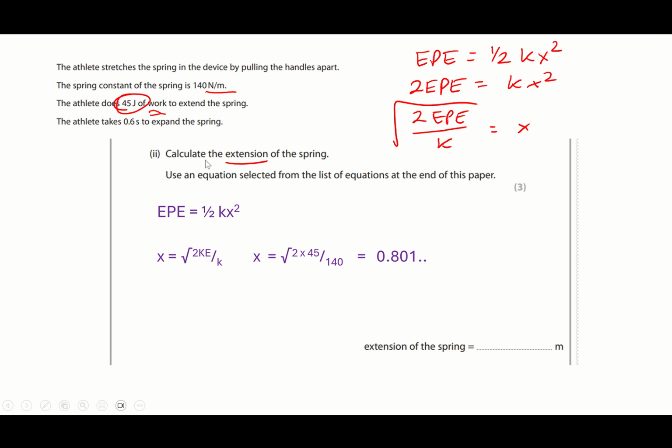Actually it's the energy that I put in moving the spring. So 2 lots of 45, 2 lots of the work, divided by 140 comes to 0.801, and I'm going to write that in as 0.8 meters. Job done.